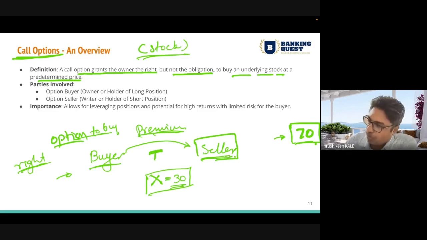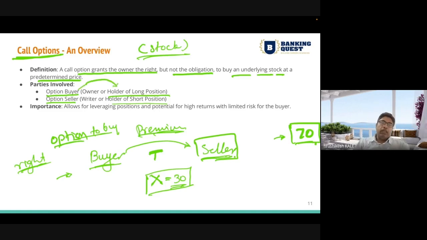Now, there is an option buyer and option seller. Who is option buyer? He is basically a holder of long position. Option seller is a holder of short position. That's the only difference between option buyer and option seller. Option buyer is also called option holder. Please remember that. And option seller is called option writer.